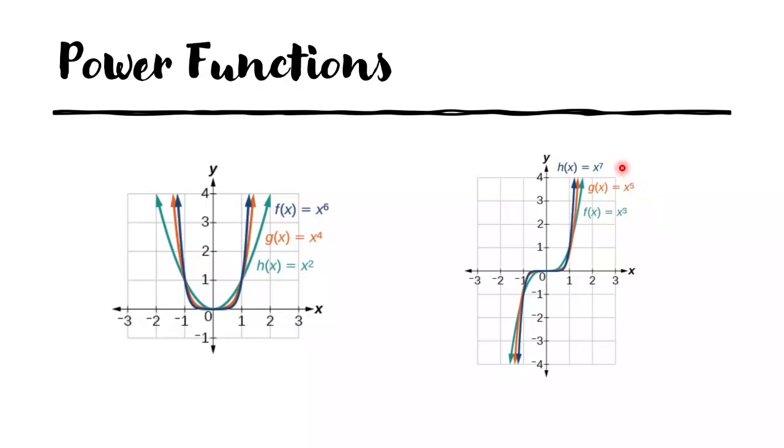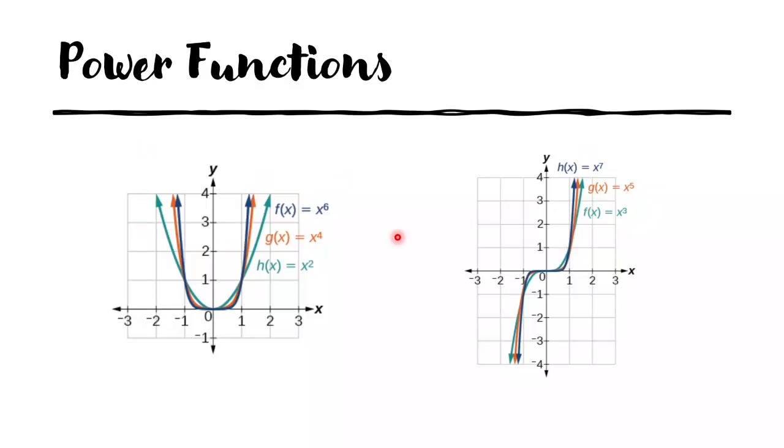Again, a similar pattern is happening here, where as the exponent gets larger, the graph gets a little bit steeper at the ends and a little bit flatter in the middle. So this is going to be our basic starting point for working with polynomials. Notice that when we have an even power, both ends of the graph go up, and when we have an odd power, the right side goes up and the left side goes down.